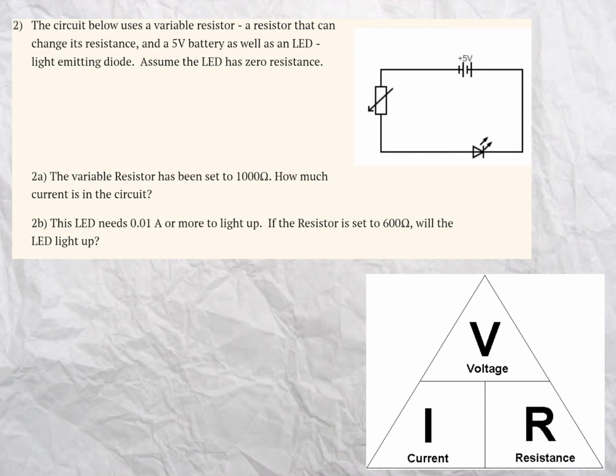Well, let's look at the circuit. There are 3 components in a single loop. This is a series circuit. We have the PD, 5 volts, and we're looking to work out current. So Ohm's law is going to help. V equals IR. There are 2 problems.